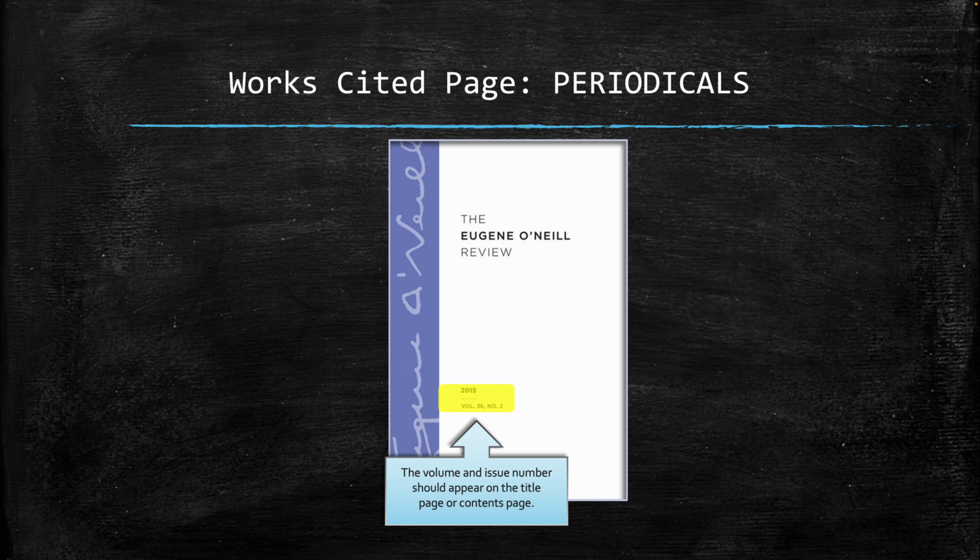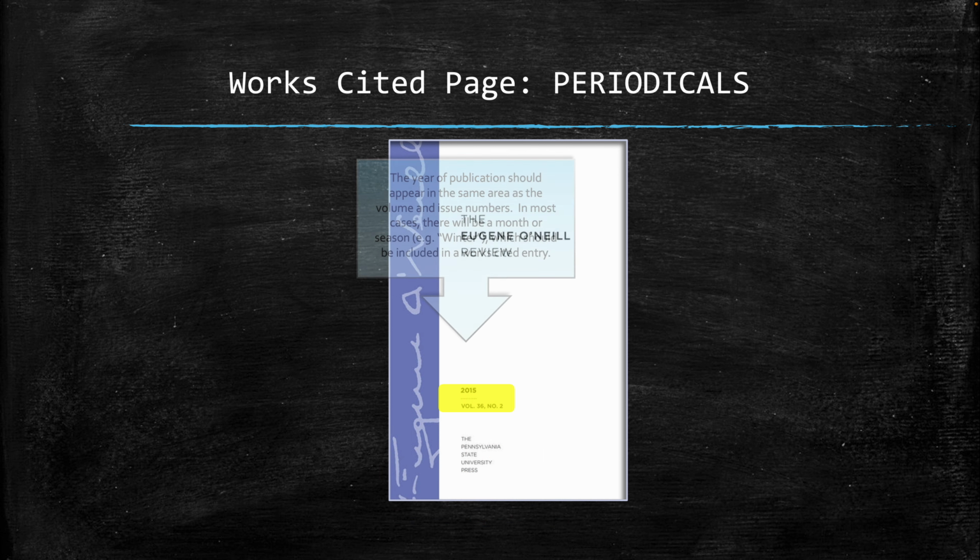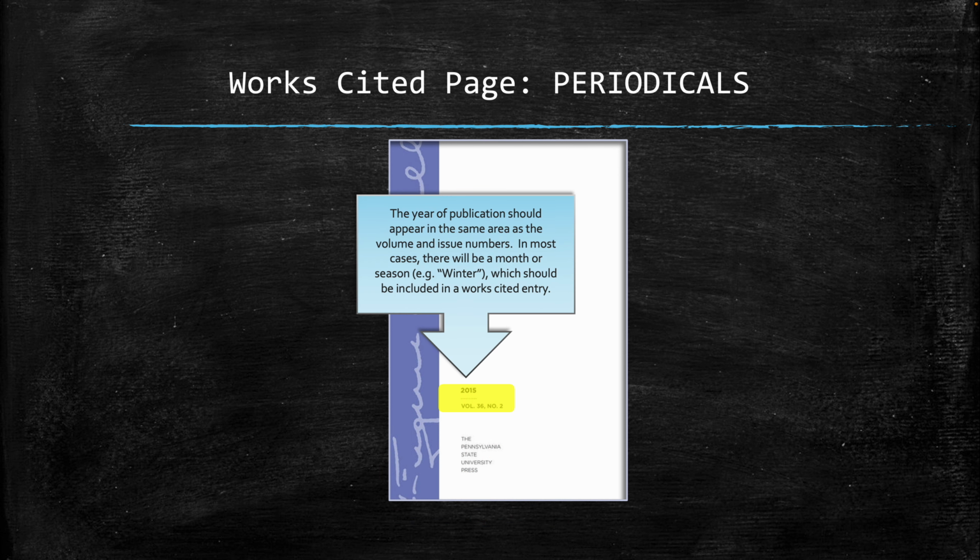The volume and issue number should appear on the title page or contents page somewhere. This happens to be volume 36, issue number 2. And the year of publication should appear in the same area as the volume and issue numbers. In most cases, there will be a month or a season for that particular issue, like it'll say winter 2015. This one doesn't have a month or a season, but these should be included in your works cited entry if they have them.